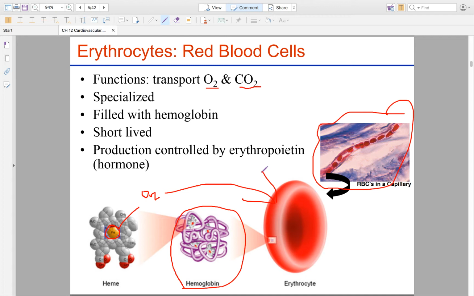Okay, now how does your body know when to make red blood cells? Well, that all comes from the brain. And ultimately, because these red blood cells don't live a long time, we need a constant production of red blood cells, and that's done so by this hormone called erythropoietin.